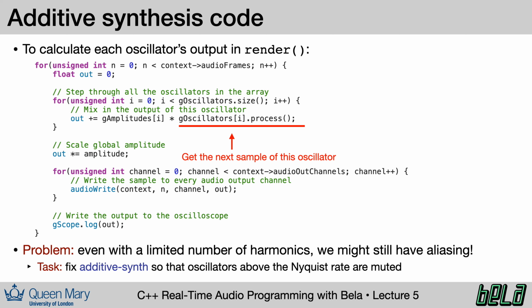Even with a fixed finite number of harmonics, we might still have aliasing. Therefore, the last task of this lecture is to implement a check of whether the frequency is higher than the Nyquist rate. If it is, then you should mute that particular oscillator to avoid aliasing. Pause the video here and try that.